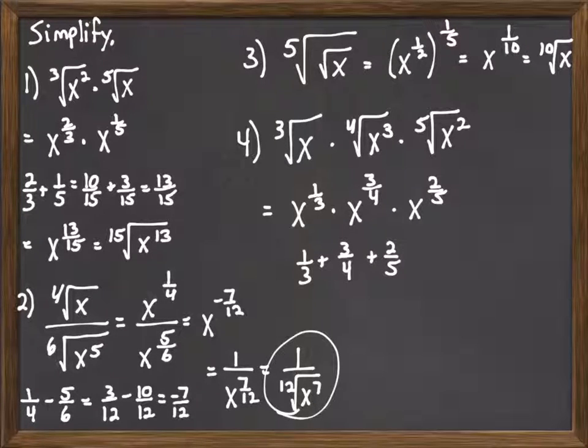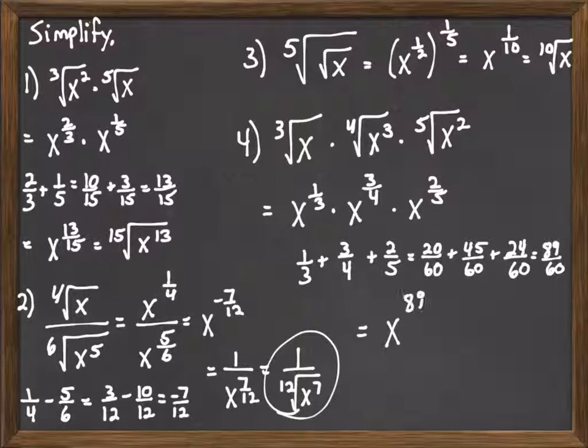Now, this may take a little bit of work. You may want to take a moment and try to do that. The common denominator that we're going to need is 60. So that would be 20 out of 60, plus 45 out of 60, plus 24 out of 60. Add across our numerators, we get 89 out of 60. So this will be x to the 89 out of 60. We can rewrite that as a radical, 60th root of x to the 89th.